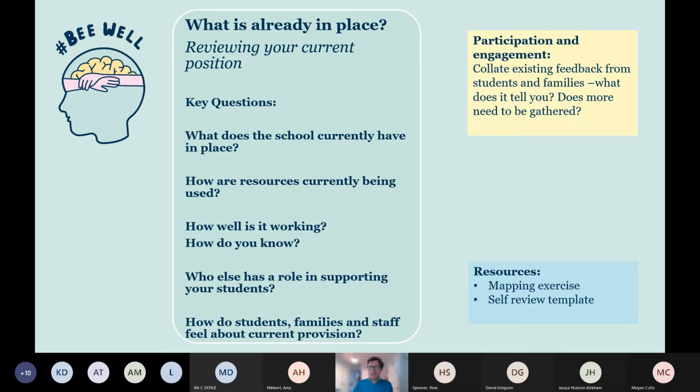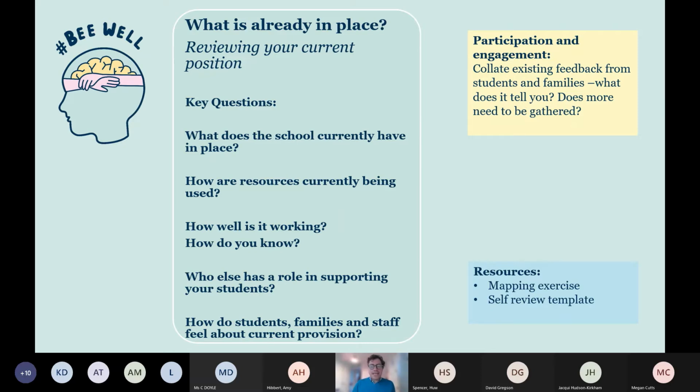Have you got any feedback from students? Have you got feedback from families? And thinking about what that tells you and helping to build a really clear view of what your current position is. It may be you need to gather some more feedback. Might be that you need to gather some specific feedback about specific areas of provision, and you might think about how to do that. It doesn't have to be a huge exercise. Actually, a few conversations with some key people can be sufficient.